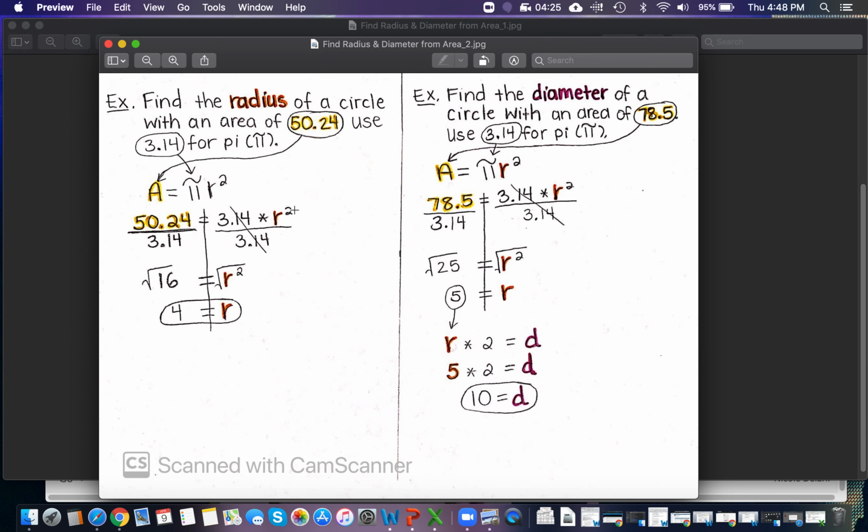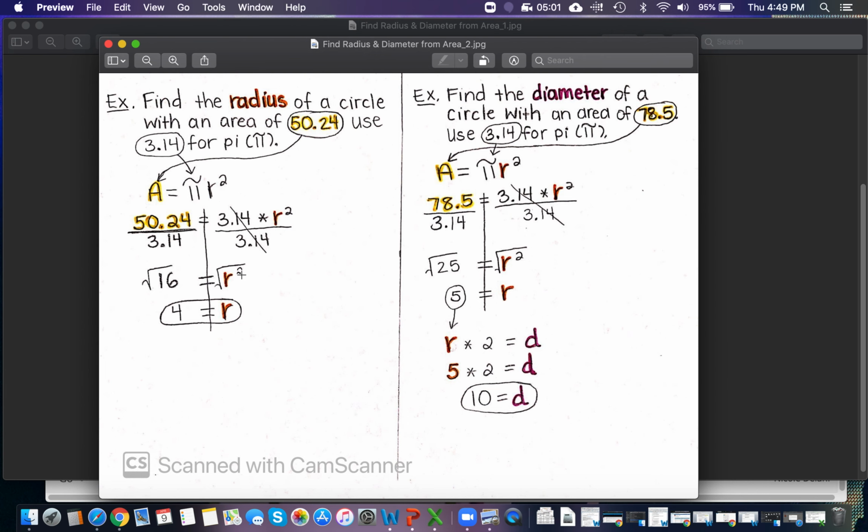So again, my second step is going to be to use inverse operations. To get the radius by itself, the first thing I need to do is get rid of this times 3.14. And to do that, I'm going to do the opposite. The opposite of multiplication is division, so I'm going to divide both sides by 3.14. That allows me to cancel this out on this side, so I'm left with the radius squared. And if I do 50.24 divided by 3.14 on the calculator, it gives me 16. So now I have 16 equals the radius squared.